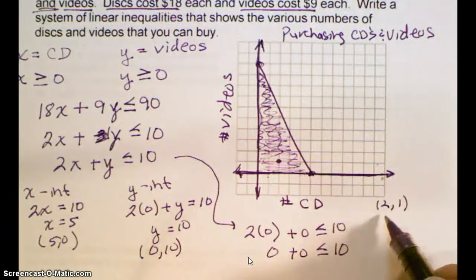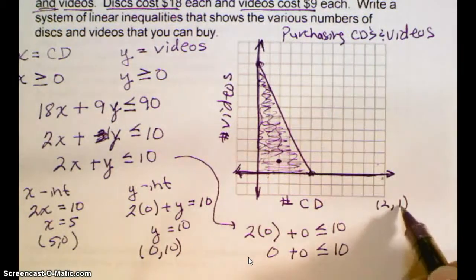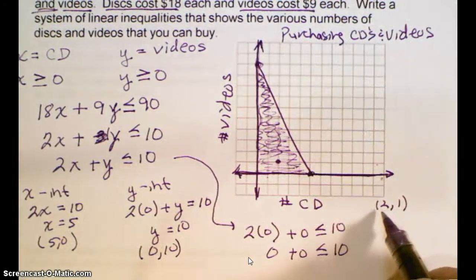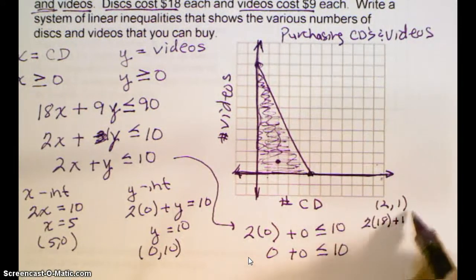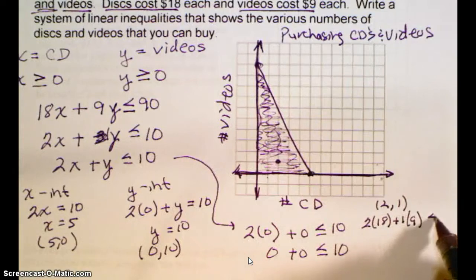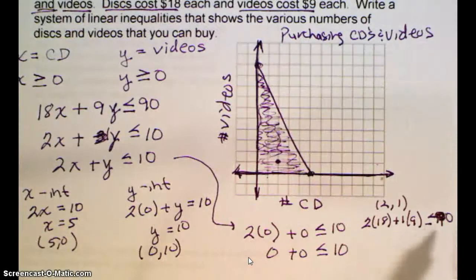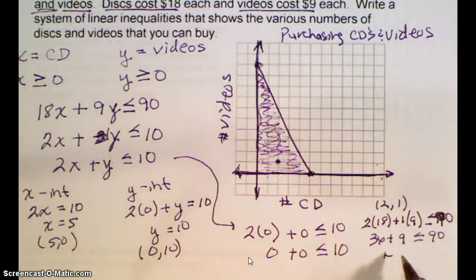That would mean 2 CDs, 1 video. CDs cost $18. So 2 times 18 and 1 times 9. Is that going to be less than or equal to $10? Oh, I'm sorry, $90. I have to go back to the original one. So this is $36 and this is $9. 36 and 9 is going to be 45. And that is less than or equal to 90.